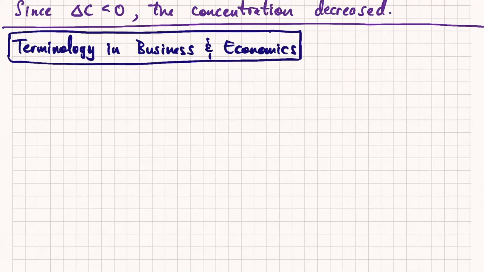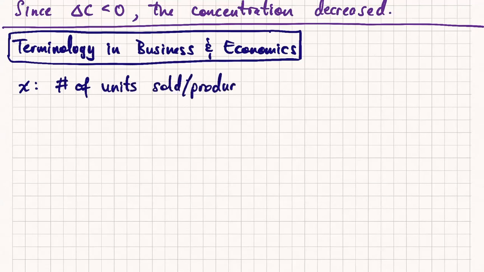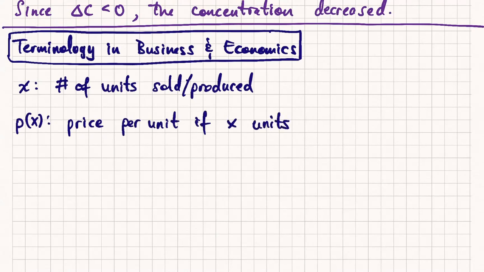Okay, so when we do these types of problems, we're going to have a few variables that are pretty standard. So X is typically the number of units sold or produced. Then we have this function P of X, which is the price per unit if X units are sold, right? So if you sold 10 units, P of 10 is the price that you sold each of them at. We assume that each unit was sold at the same price.